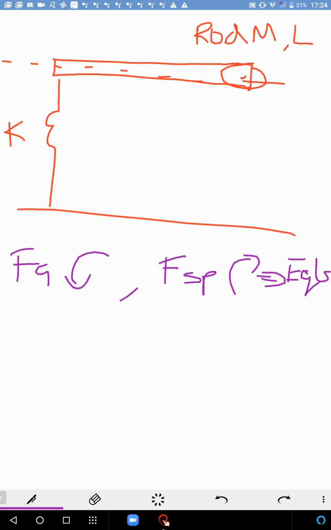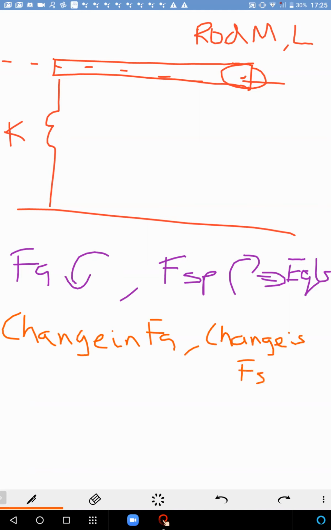Now beyond this, if I displace the rod slightly, then all I care about is the change in the torques: the change in gravity's torque and the change in the spring's torque. That's all I care about. Change in gravity's torque and change in spring's torque, right?